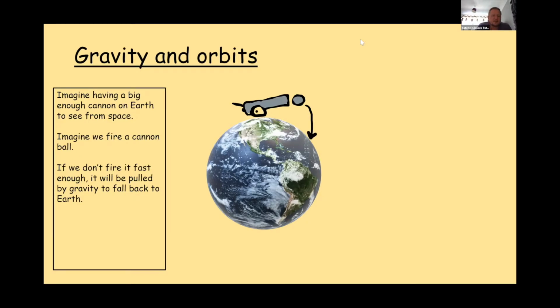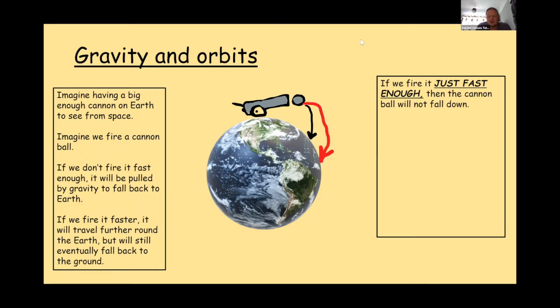If we fire it a bit faster, then it'll travel further around the Earth, but eventually it'll still fall. Not so fast that it shoots off into space, but just fast enough, then the cannonball will not fall down to the ground. However, it won't have enough speed to fly away in a straight line, as Earth's gravity will keep pulling on it to change its direction.